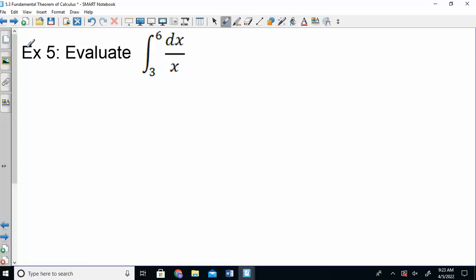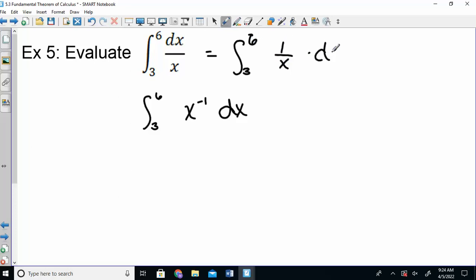What do I need to do here? You could write it as an x to the negative 1. Or if you didn't even do that, at the very least, just recognize dx over x is 1 over x times dx. So either way, just realize what we're looking at. So what has a derivative of 1 over x? The natural log.